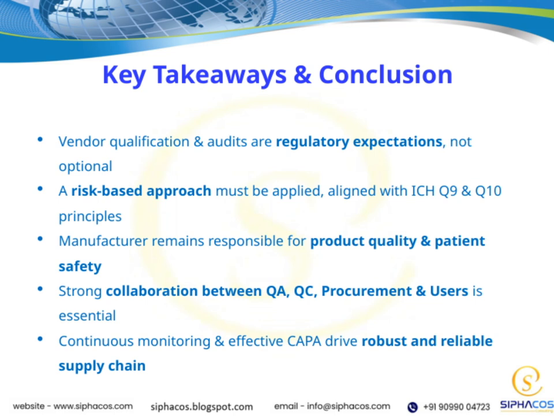Strong collaboration among QA, QC, procurement, and users is absolutely essential. When these groups work closely together, we improve communication, identify potential issues early, and streamline our processes. This teamwork is vital for building a resilient and reliable supply chain. Finally, continuous monitoring coupled with effective CAPA, corrective and preventive actions, drives the robustness of our supply chain. By constantly reviewing performance and addressing issues promptly, we can ensure a reliable, high-quality supply that ultimately protects patients and supports our overall quality goals.